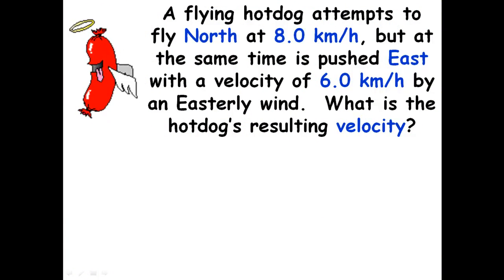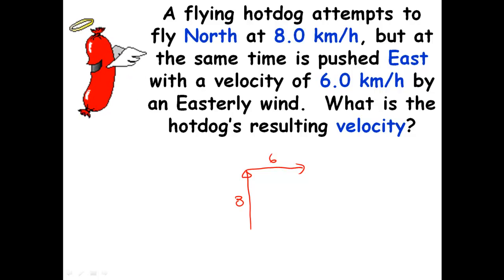Let's do it this time with a flying hot dog. Flying hot dog attempts to fly north, so you want to draw it as you hear it. Flying north, north is up, 8 kilometers per hour. But at the same time is pushed east. So he goes north and he goes east at 6 kilometers per hour.